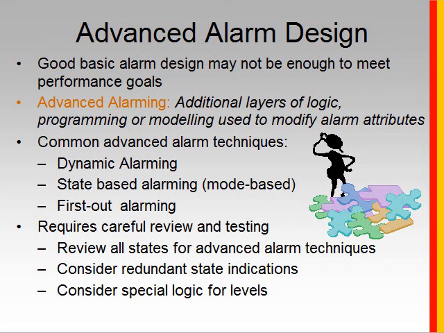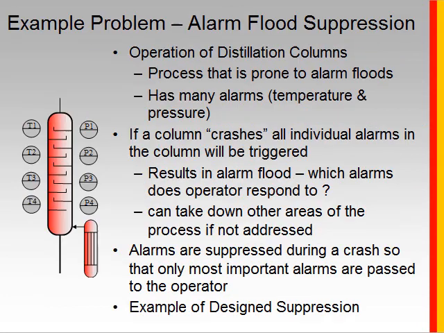Some of the common techniques that are used, for example, are dynamic alarming or state-based alarming and first out alarming. So again, here we're using some plant intelligence to dynamically change the state of which alarms are presented to the operator based on what we know is going on in the plant. One example of where you might use that, certainly in a batch process, is that depending upon what phase the process is in might dictate certain alarms are relevant or not relevant, or their set points should be different or limits should be different.